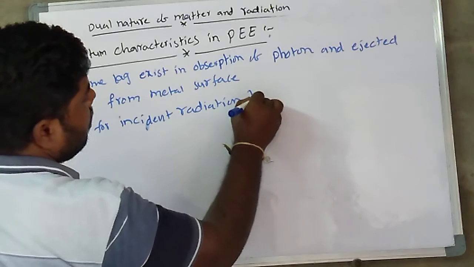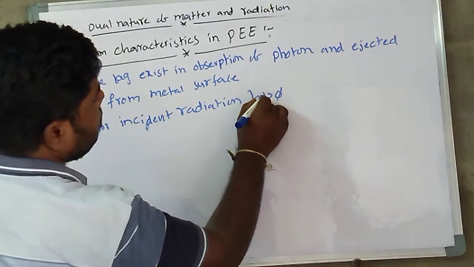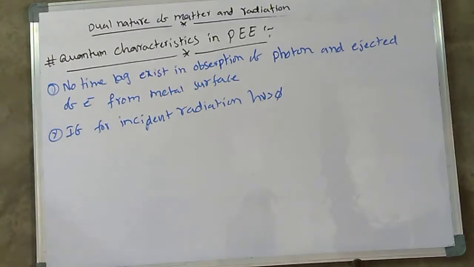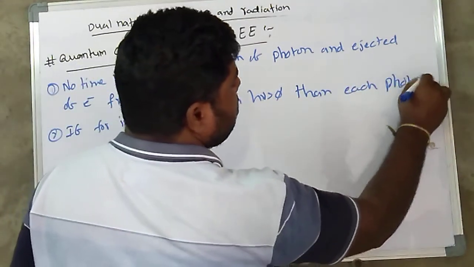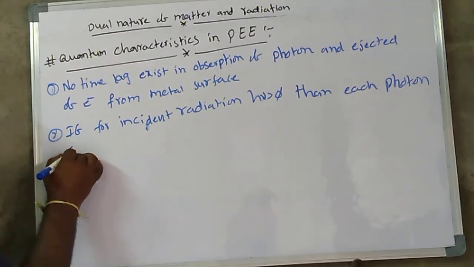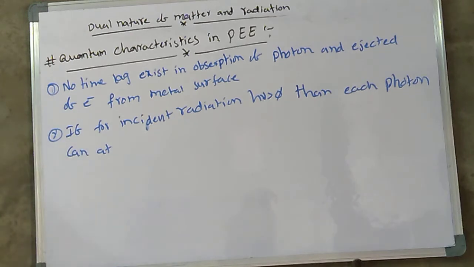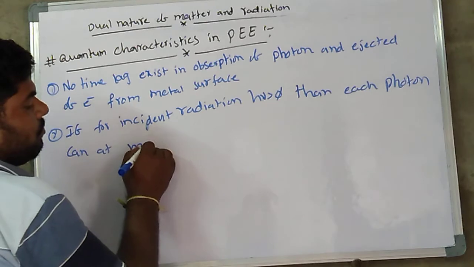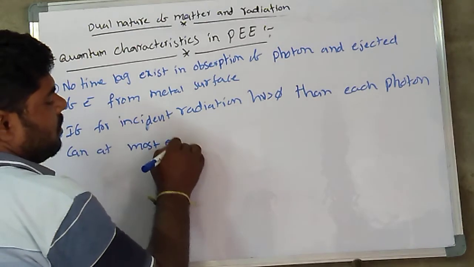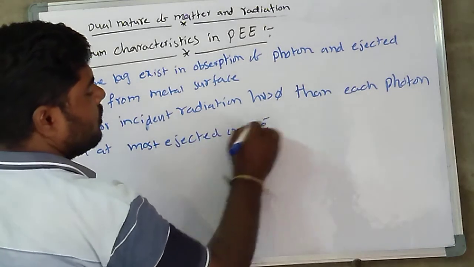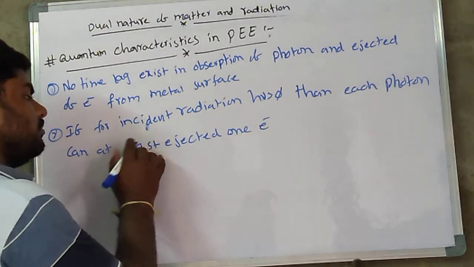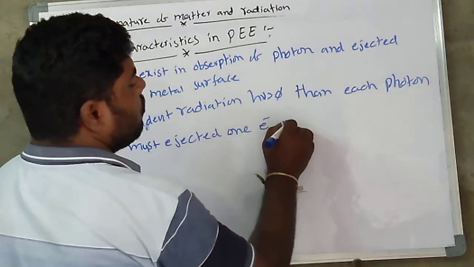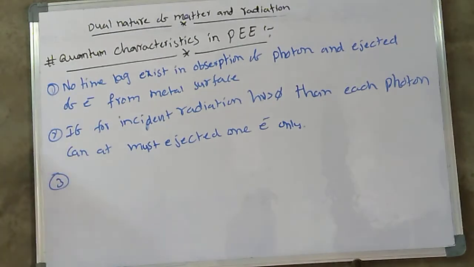Now the second one: for incident radiation, if h mu is bigger than the work function, then each photon can eject at most one electron, or must eject one electron only.